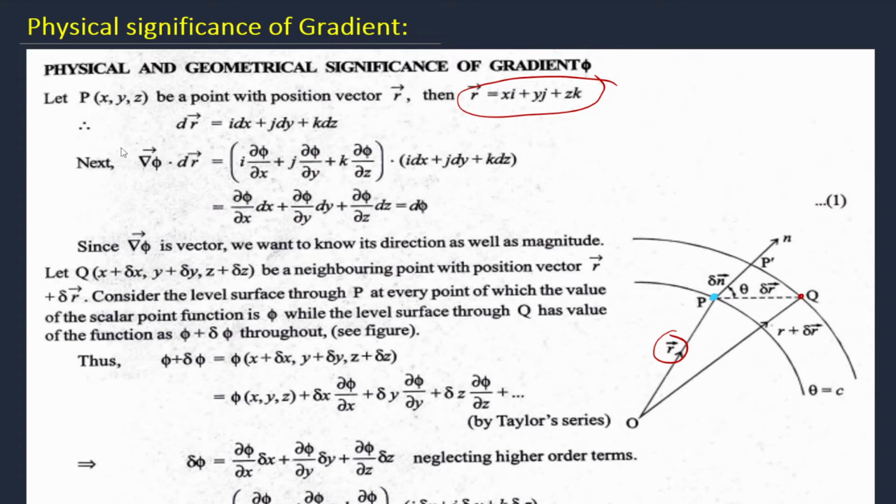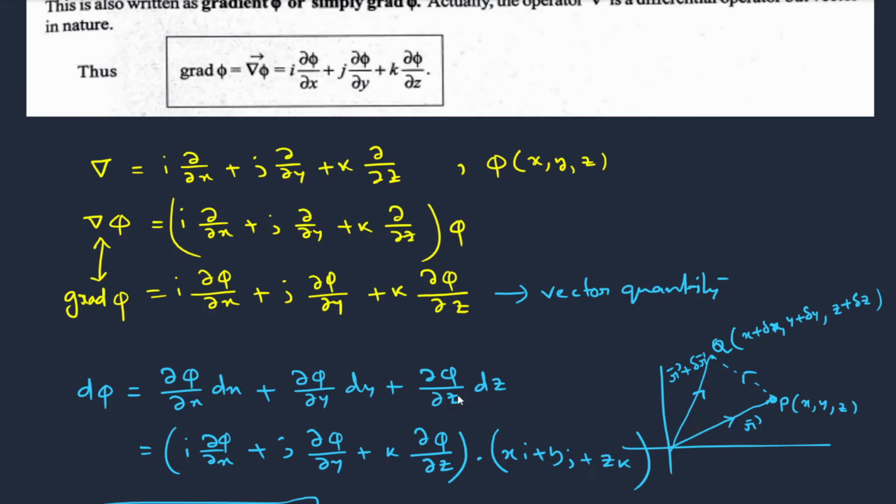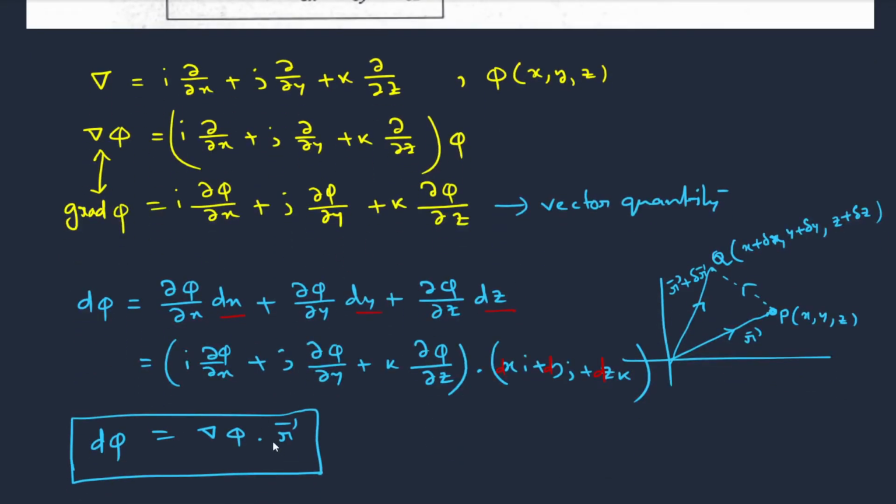Now this relation, just now what I have shown to all of you, there is one simple mistake, I guess. Yeah, it's dx, dy and dz. So it will be d and d, so it will be dr bar. Okay, dr bar. So d phi equals nabla phi dot dr bar.